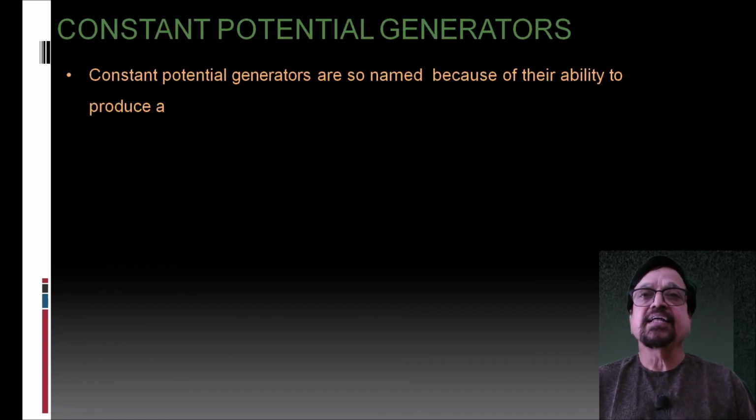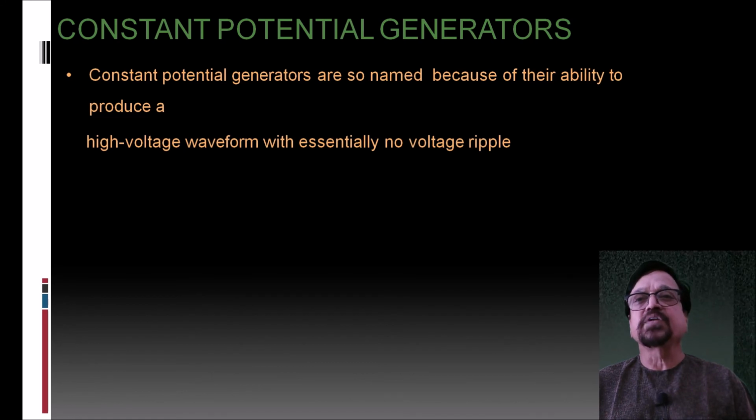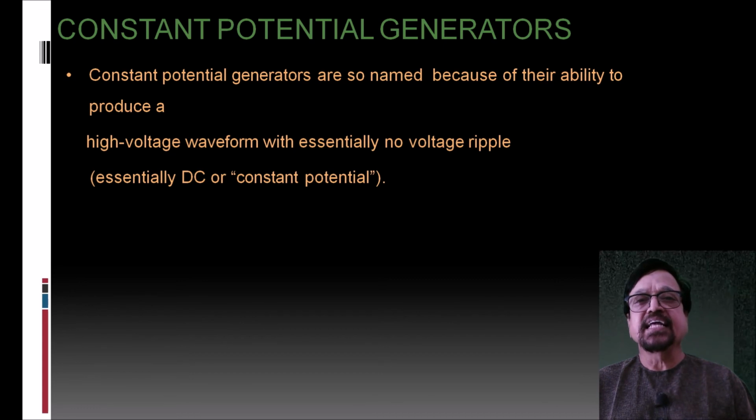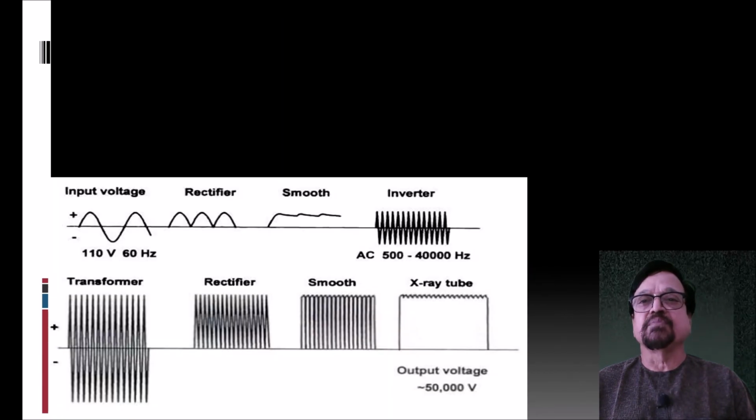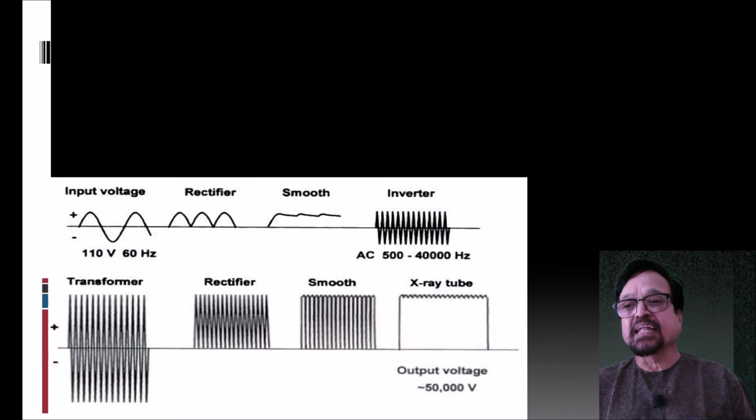Now then there is the constant potential generator. Constant potential generators are so named because of their ability to produce a high voltage waveform with essentially no voltage ripple. Essentially, they are DC and a constant potential. This is the preferred waveform because the electrons are accelerated at an even potential difference throughout the exposure. A high effective energy beam and greater tube output is obtained with the help of this DC waveform. Now this is the circuit diagram for the same.